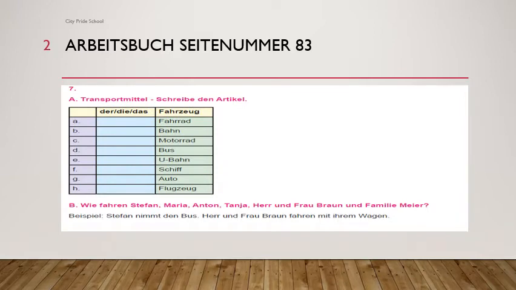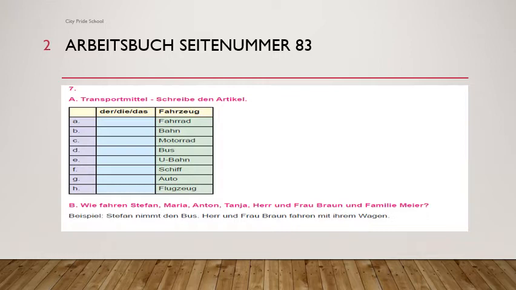On page number 83 we are going to solve exercise number 7. Transportmittel, schreibe den Artikel. These are the vehicles and you have to write the article of the same. First let me tell you the meanings of these words. Fahrrad bedeutet bicycle, Bahn bedeutet railway, Motorrad bedeutet bike, Bus bedeutet bus, U-Bahn bedeutet underground railway, Schiff bedeutet ship, Auto bedeutet car und Flugzeug bedeutet aeroplane.